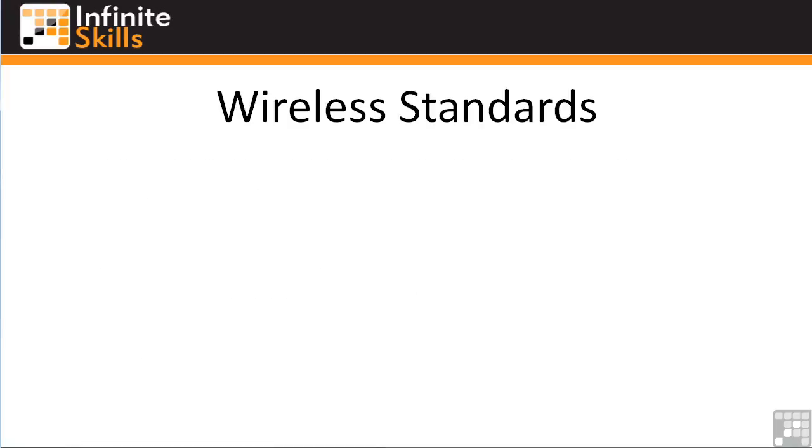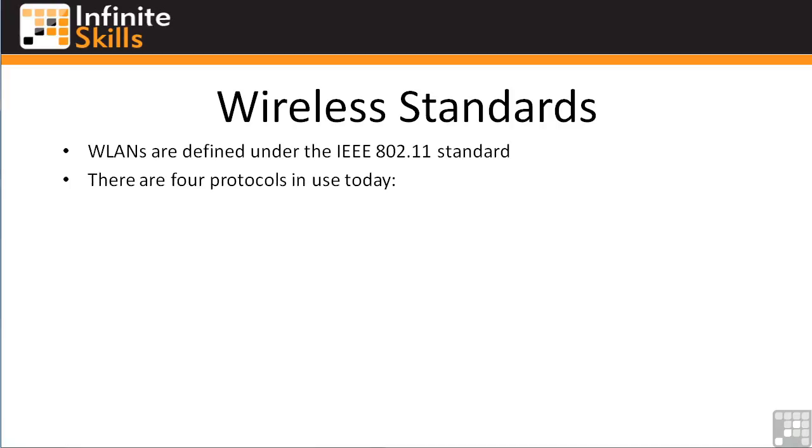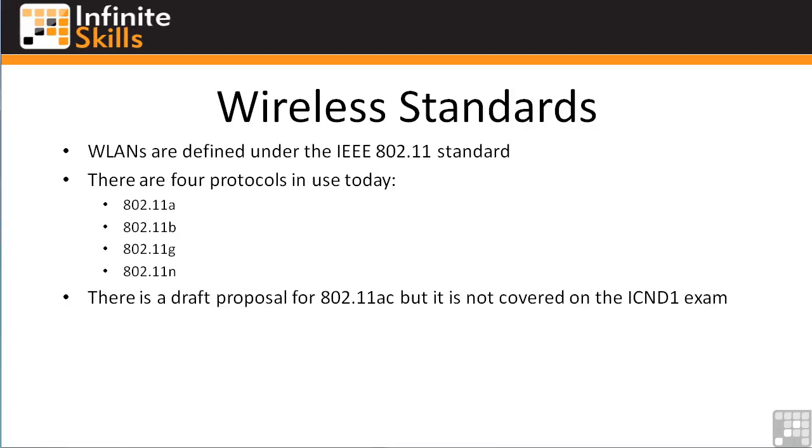So let's move on and talk about some of the wireless standards that are out there. All wireless networks are defined under the IEEE 802.11 standard, and if you've done any type of wireless networking, then you probably know all of these standards that I'm about to tell you about, but we'll cover the very basics of how these standards work and what makes them different from one another. There are four basic protocols in use today: 802.11a, b, g, and n, and there's a draft protocol for 802.11ac, but it's not covered on this ICND1 exam.